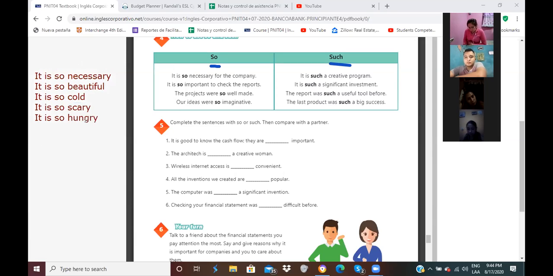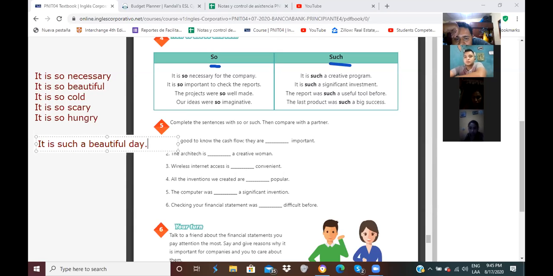Okay? Pero cuando usas such, no es lo mismo. Cuando usas such, vas a usar un noun. Por ejemplo, it is such a beautiful day. Es un día bello. ¿Cuál es el noun? Day. It is such a necessary tool. Es una herramienta muy necesaria. ¿Cuál es el noun? Tool.